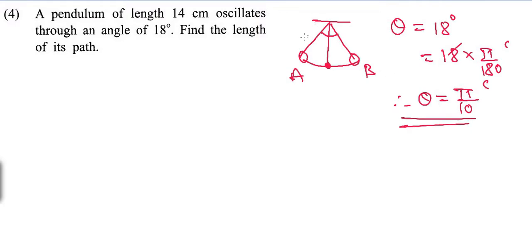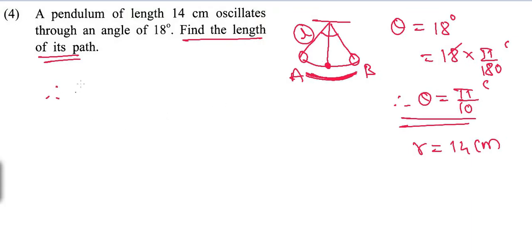And now have a look at the length. Length of the string is nothing but the radius of rotation. And so we got R is equal to 14 centimeters. Now they are asking us to find the length of its path. The length of path is AB. So AB is nothing but the length of an arc. And therefore we get length AB is equal to S is equal to R into theta. So that is equal to R 14 centimeters into theta pi by 10.